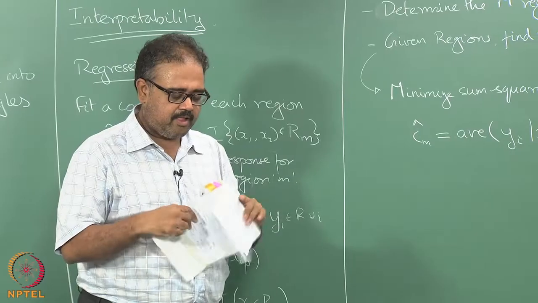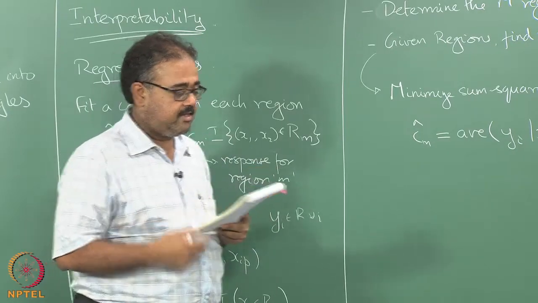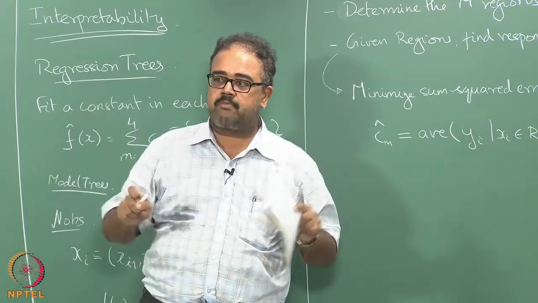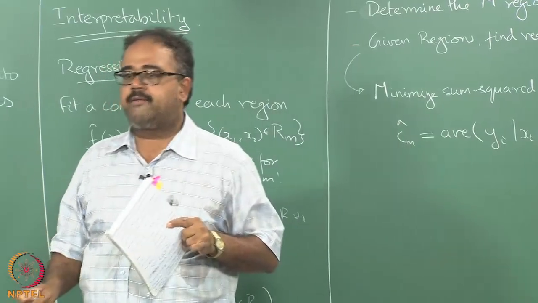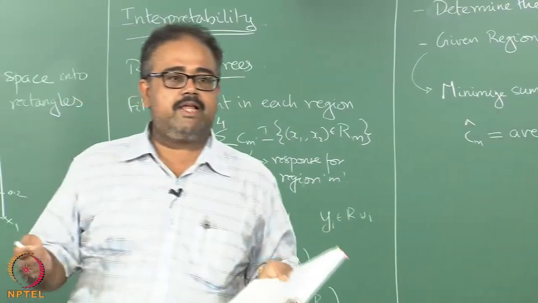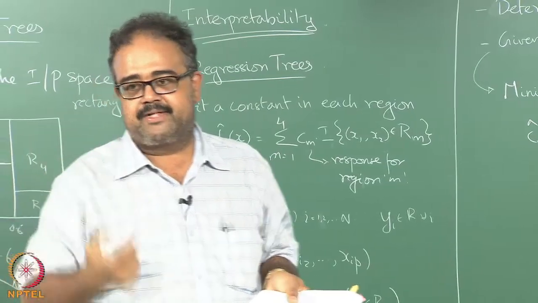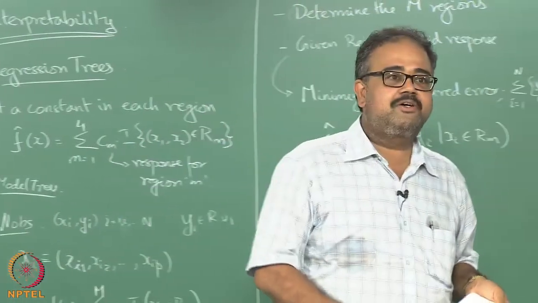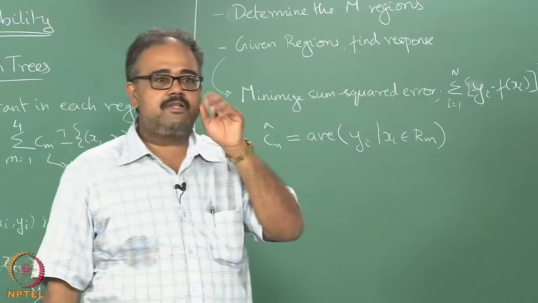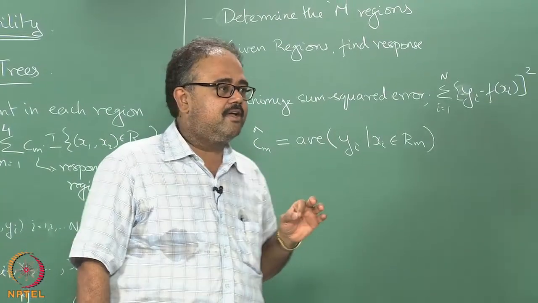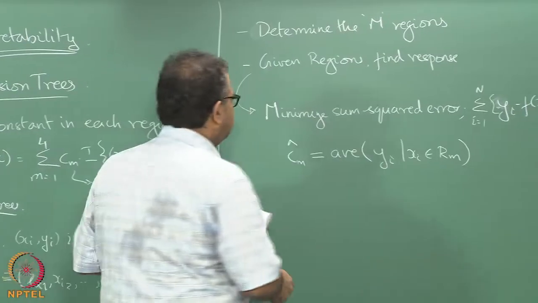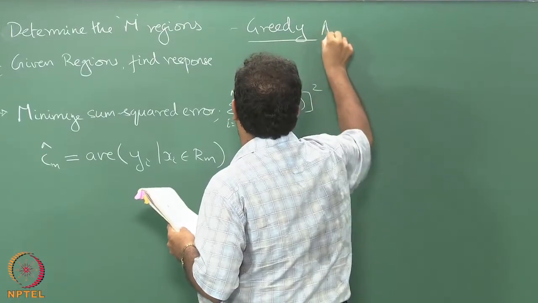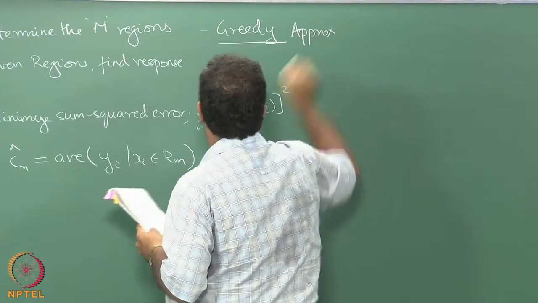What's the harder part? Finding the regions, right? In fact, it can be shown that finding the best possible set of Rm is actually NP complete, right? So you can show that finding the best possible Rm is very, very hard. So we have to come up with some kind of approximation. So essentially, we use a greedy approximation.